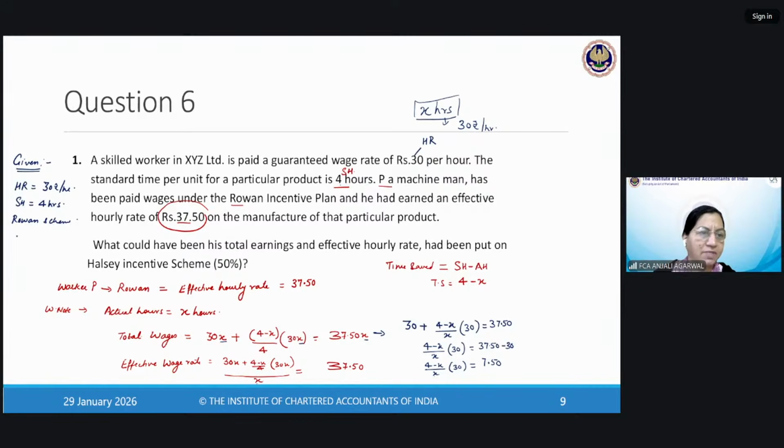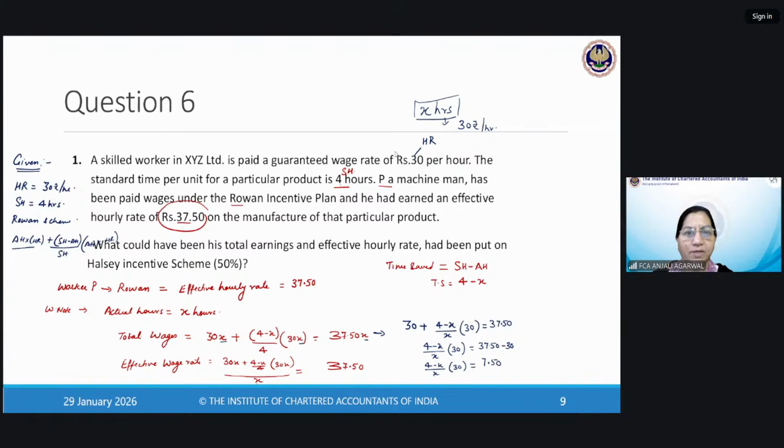For the Rowan scheme, his wages would be actual hours into hourly rate plus time saved. Instead of time saved, I can write standard hours minus actual hours upon standard hours into hourly wages. So AH, actual hours, into hourly rate. Okay, I hope this is clear. AH into AR is what I have written here. Where the X is gone? Confused in step 4. Okay.